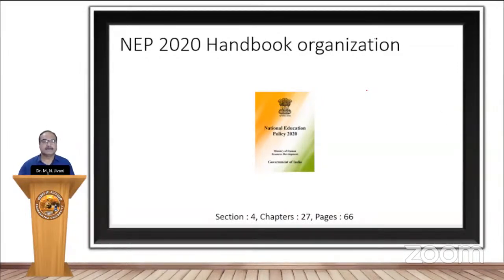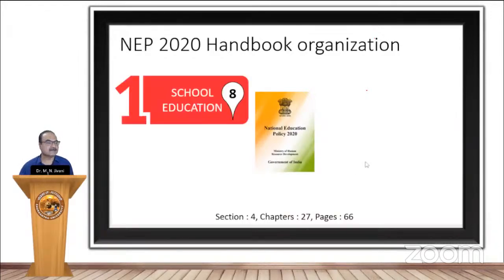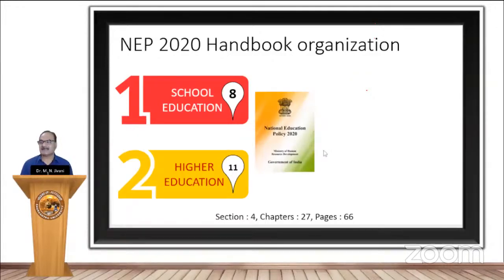So again, the entire manual is divided into 4 sections. Total 27 chapters are there. So 27 chapters are divided into 4 sections and 66 pages, right? If we see the first section, it has 8 chapters devoted to school education. Then the second section is discussing higher education. 11 chapters are there, and they are discussing higher education.